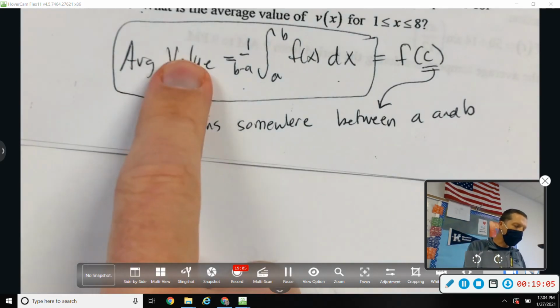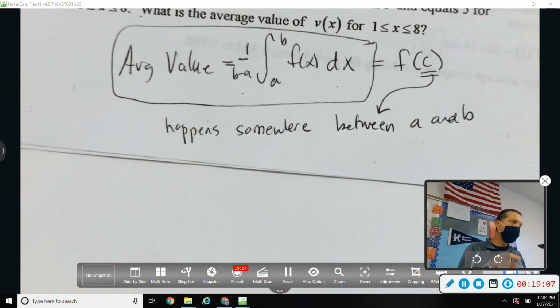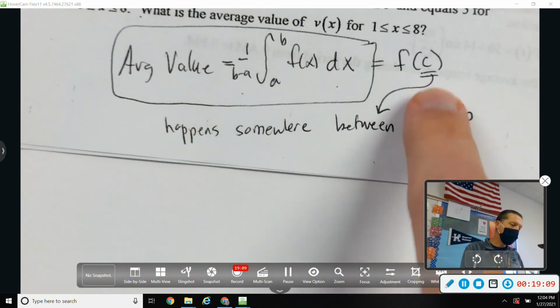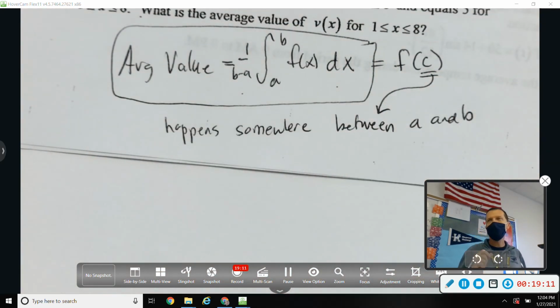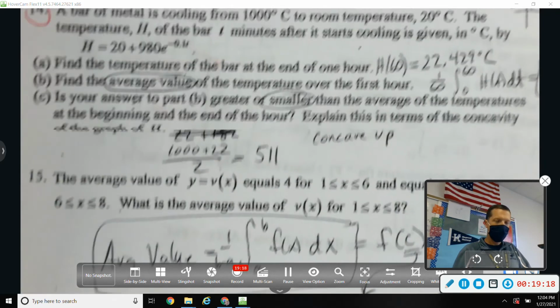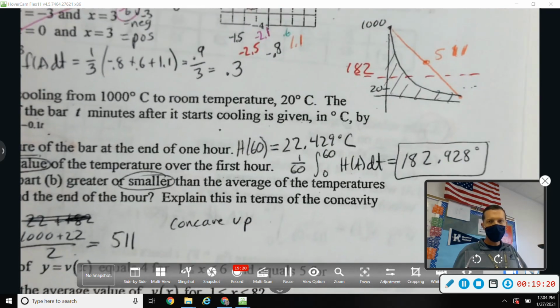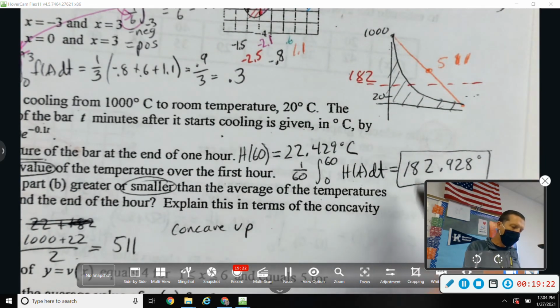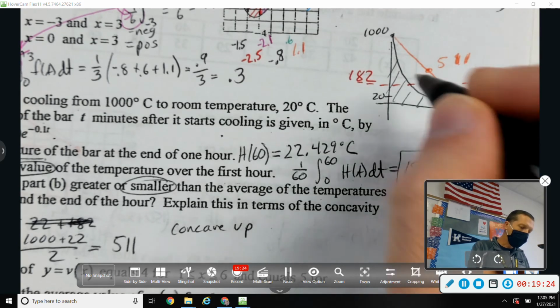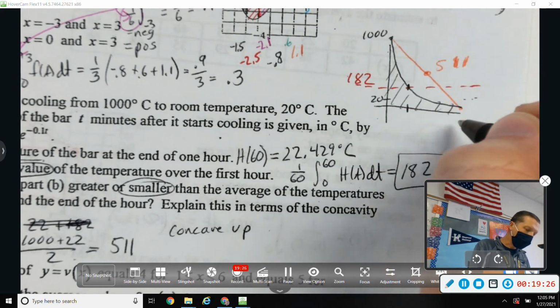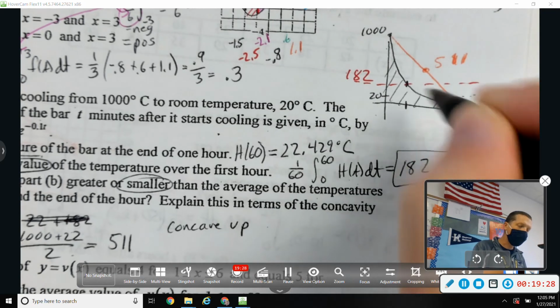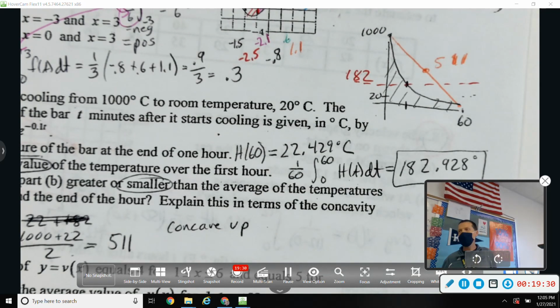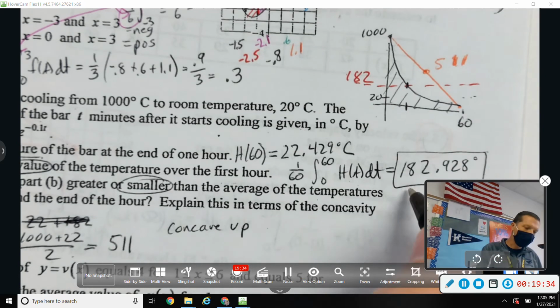So average value, that's what it is. MVT tells you that where it happens, well, somewhere on your interval. Which certainly makes sense in terms of like the problem we just did. Like the metal bar is cooling. The average value was 182. Where did that happen? Well, somewhere between 0 and 60. Like, I don't know where exactly, but it didn't hop around and do something crazy. Somewhere between 0 and 60, the temperature was actually 182.